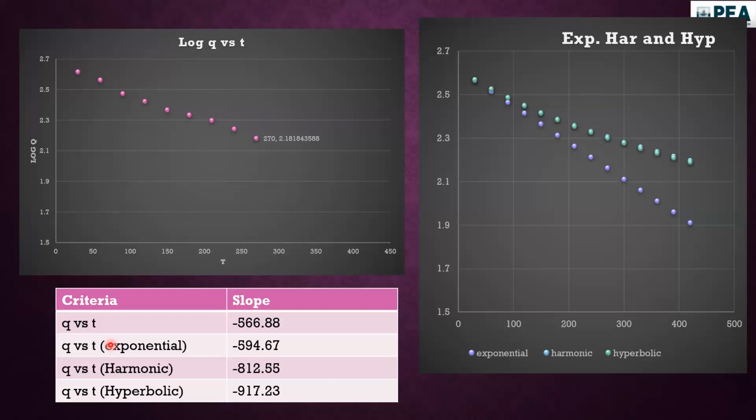If you use the R square method, and any value, like exponential or harmonic or hyperbolic, is above 0.95, then that can be considered. Whichever value is higher will be taken into consideration. So let us just get into that.